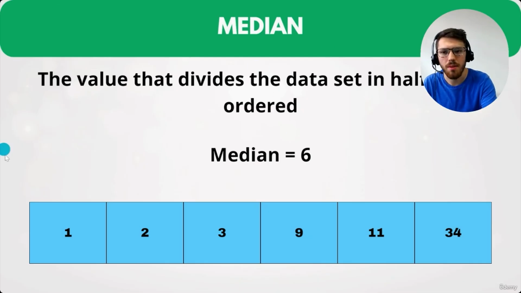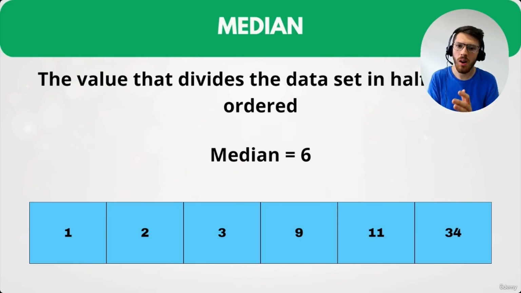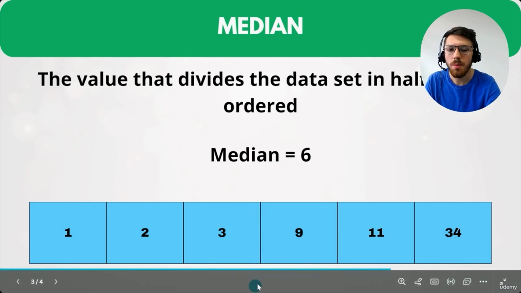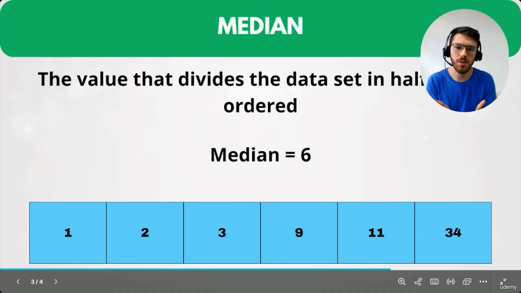How many numbers do I have? 1, 2, 3, 4, 5, 6. If I split it in half, I must take somewhere around here. But see, if I take 3, on my right I will have 3 numbers and on the left I will have 2, so it's not the half. If I take the 9, it's the same thing but inverted.